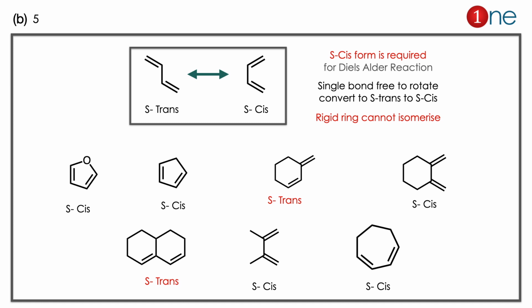Here the simple fact, again and again we are seeing, is S-cis conformation. So you have to choose the compounds which can have S-cis conformation. S-cis form is required. If you look at it, only 2 S-trans forms are there. They are rigid, they will not flip. So the total number of compounds that can undergo Diels-Alder reaction is 5 there. So the answer is clearly B.